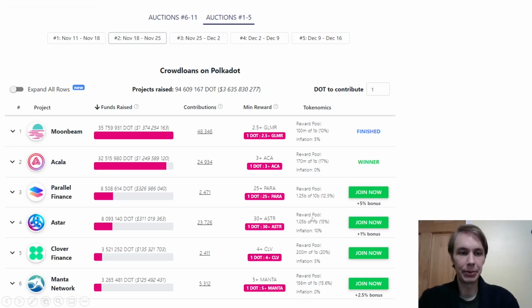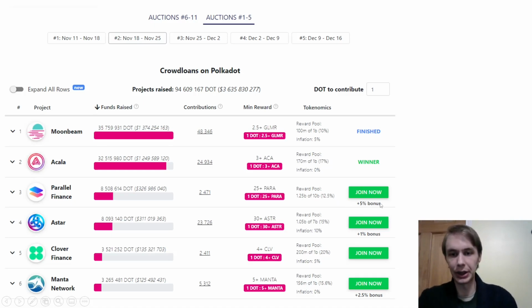And so, for example, I think Parallel Finance had a 40% bonus. So basically, for every DOT you lock up, you not only get the normal amount of PARA, but you also get 40% on top of that in exchange. And then the bonus has been decreasing over time.